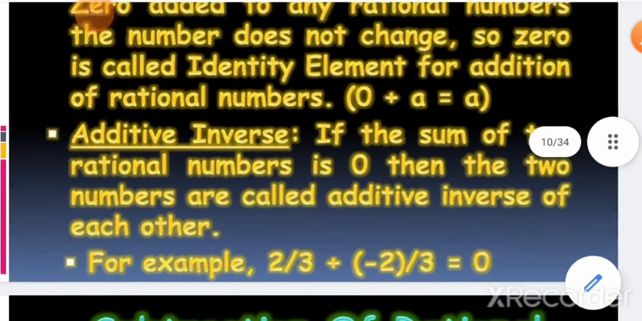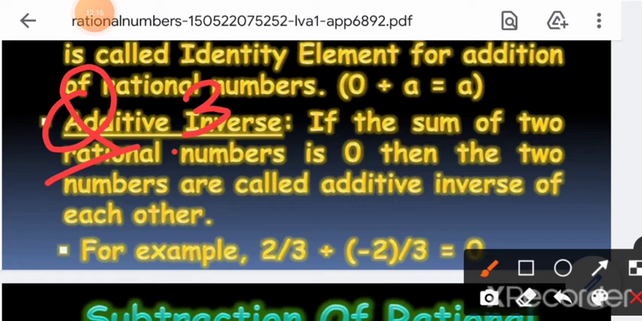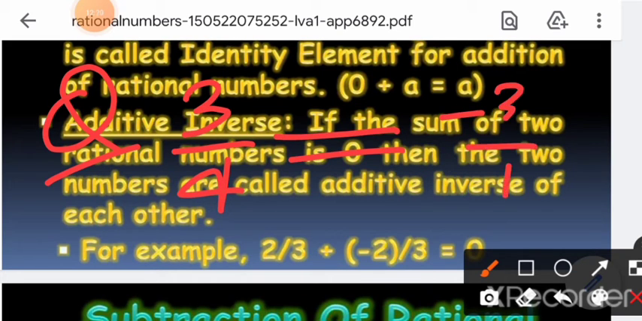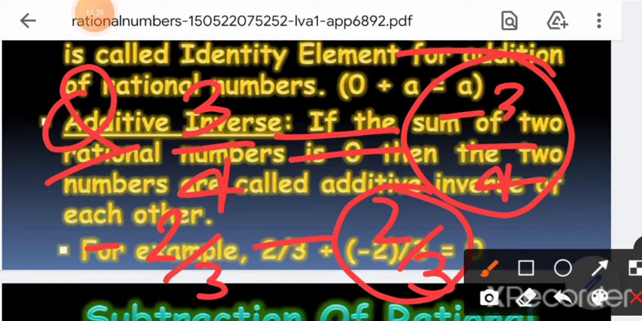One more question: find the additive inverse of 3 by 4. The additive inverse of 3 by 4 will be minus 3 by 4. And the additive inverse of minus 2 by 3 will be 2 by 3. It means the additive inverse of a positive number is negative, and if a number is negative, its additive inverse will be positive.